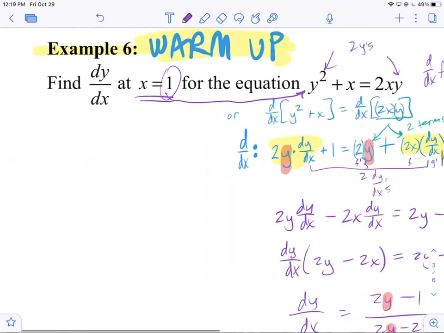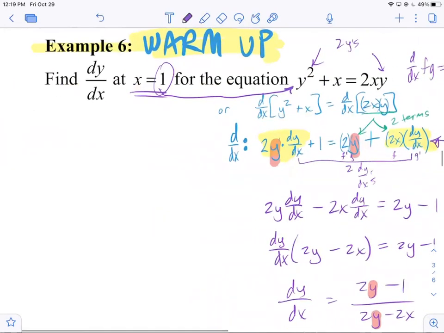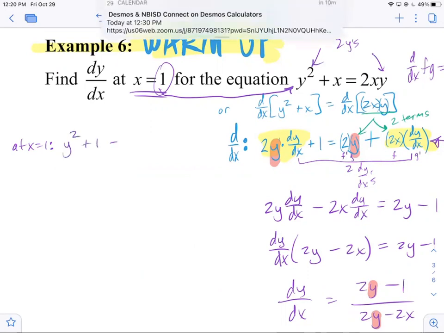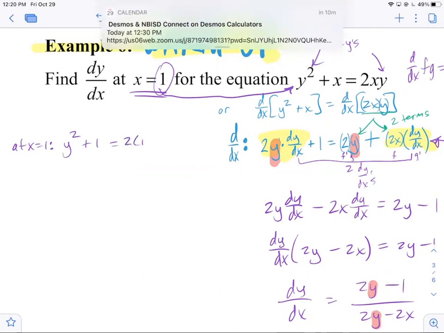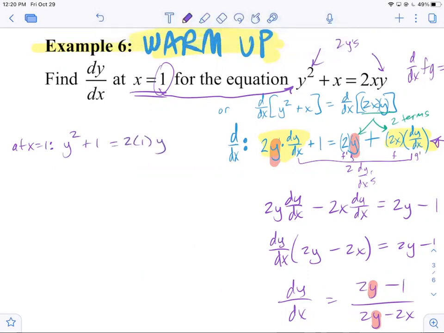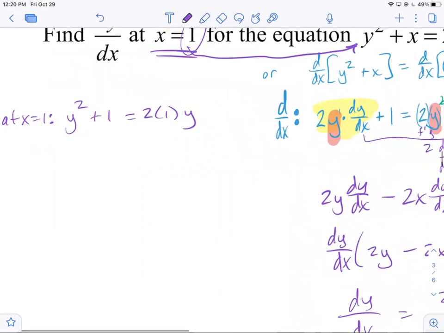If we end up with 2 y values, I guess we'll find the derivative twice. Okay, so to show that we're plugging it in, since it's not in function form, we just have to say something like at x equals 1, colon, right? And now we plug it in. We get 1 squared plus, I'm sorry, y squared, my bad. y squared plus 1 equals 2 times 1 times y. All right, now if I solve, I'm going to have y squared minus 2y plus 1 equals 0.